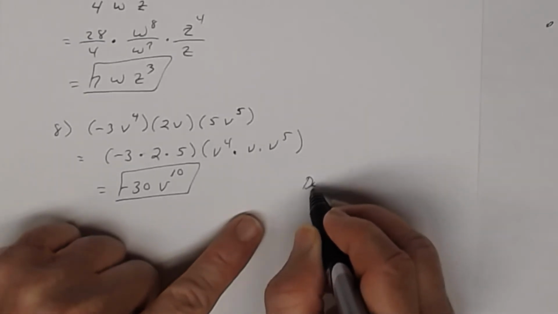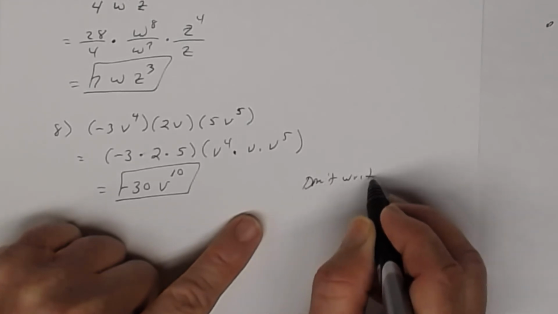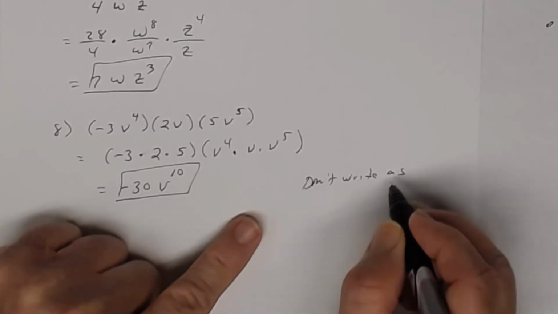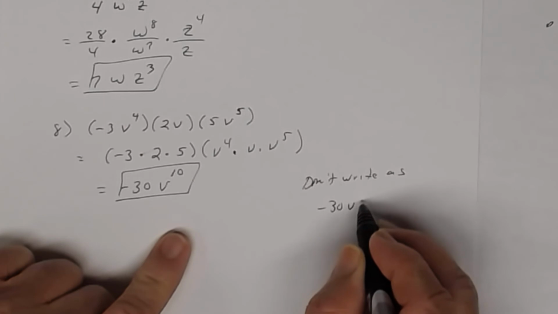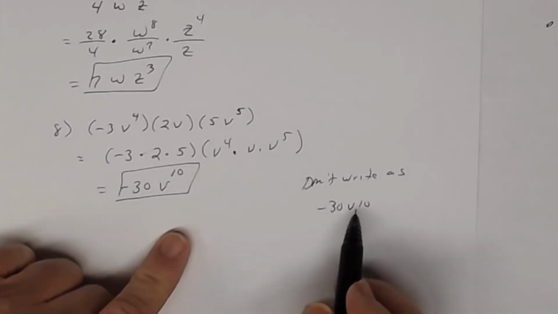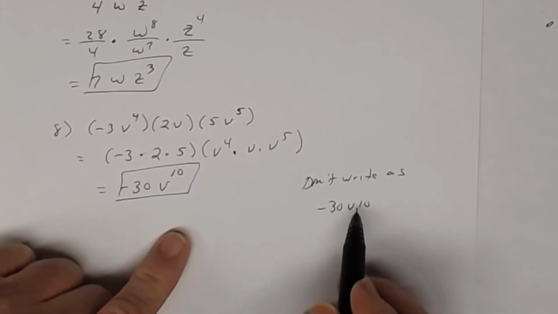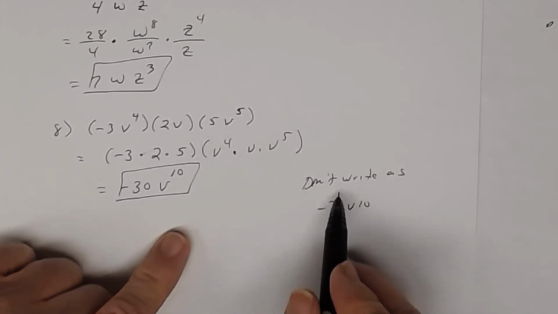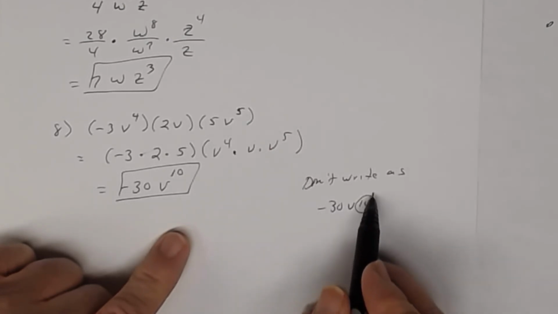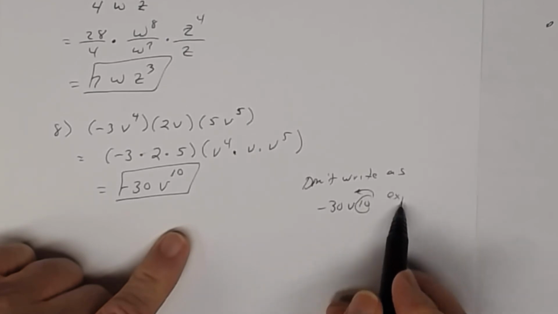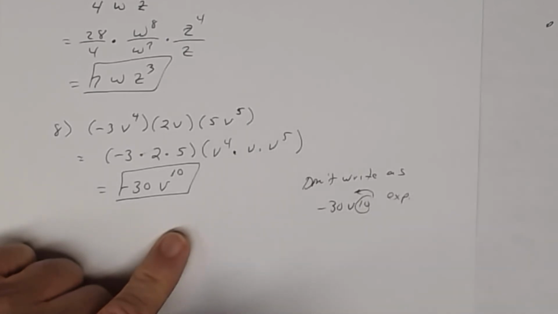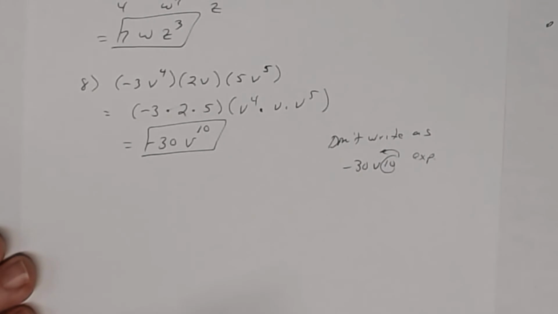Don't write as, and some of you will, and you're going to be upset, but don't write it as negative 30 v 10 like that. When you write this, that means negative 30 times v times 10. Okay, so don't write it like this. This 10 needs to be written as an exponent. So make sure you write as an exponent. Okay? All right, let's do number 9.